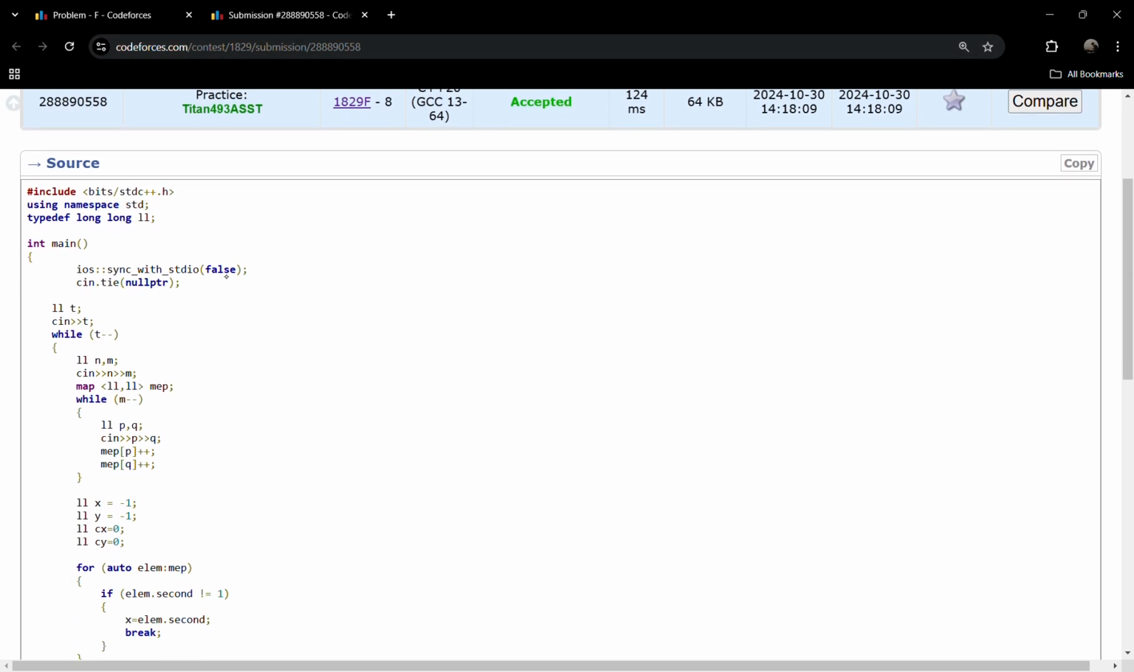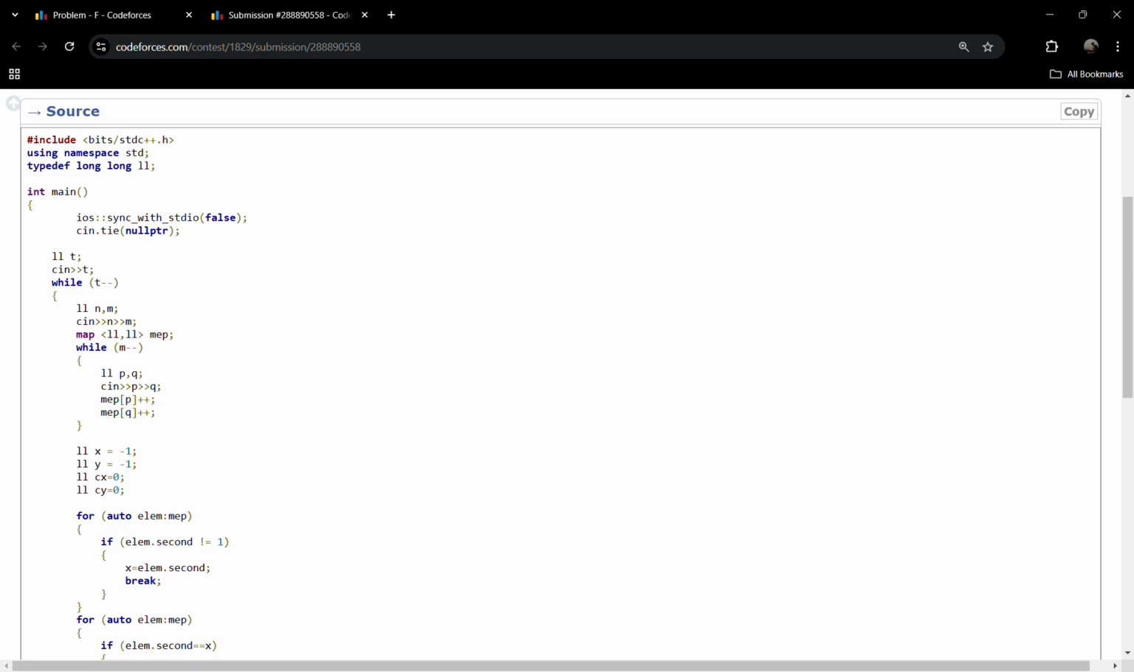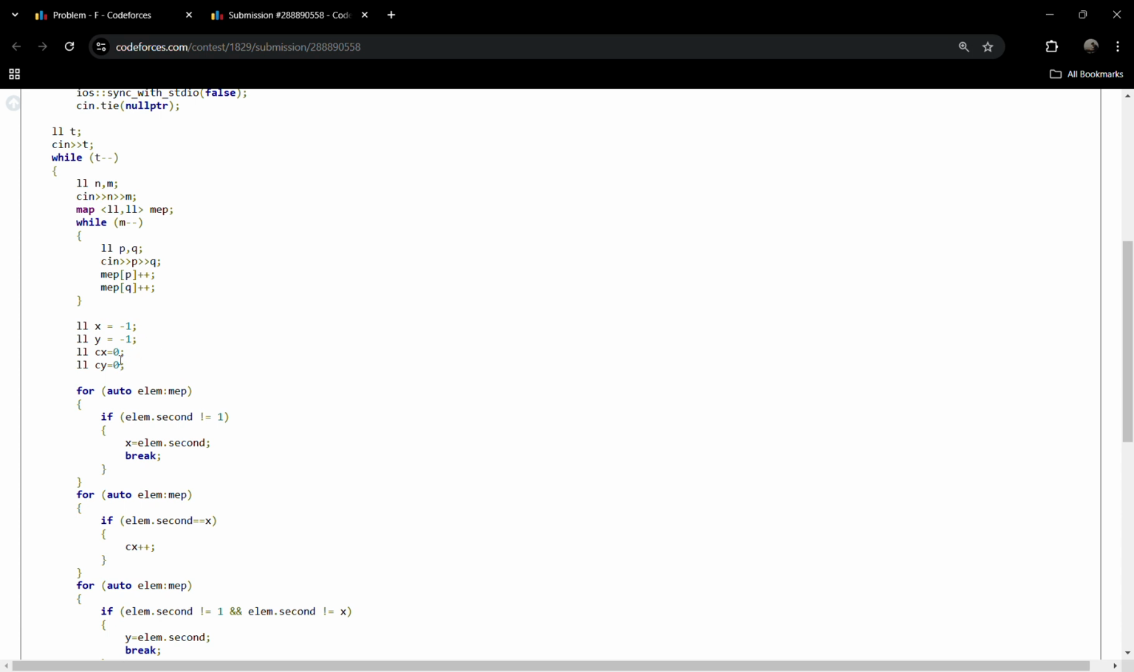So here it is. First taking input n comma m, then storing the frequencies in the map, the frequencies of the degrees of a particular vertex. So for each pair P, Q, map of P plus plus and map of Q plus plus, meaning incrementing the degree associated with that vertex by 1. Then initializing x and y to some sentinel value, then counting how many times x is present and how many times y is present.